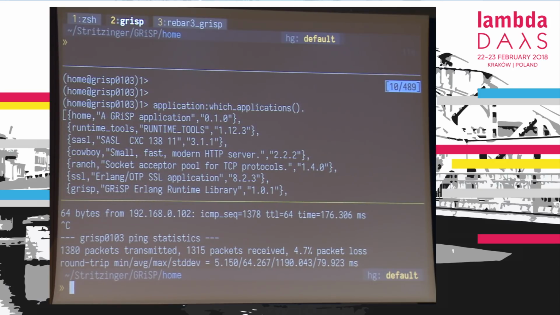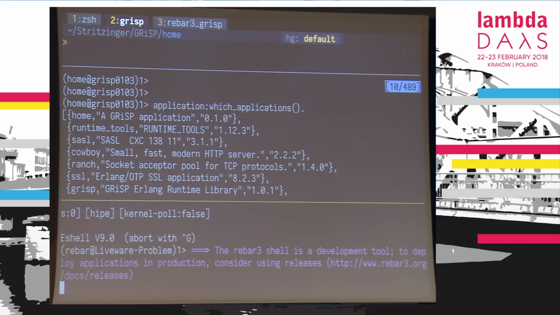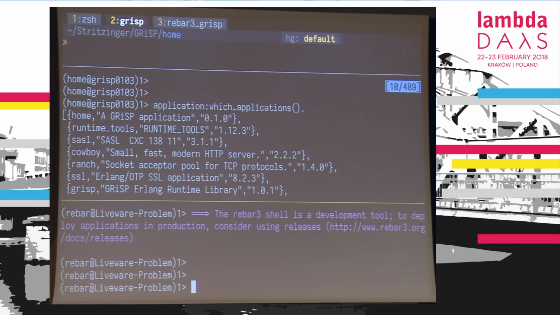So I can start a rebar shell here. And what you can do with rebar is, when you start a rebar shell, you can tell it to set a node name for the Erlang VM that rebar uses for compilation and things. And I'm setting the same cookie that I'm using on the GRiSP board. So right now, this is just a normal rebar shell running on my local computer. And because I'm on Wi-Fi, and because I've set up the host name to point to the IP number of the GRiSP board, I can then connect to this one.